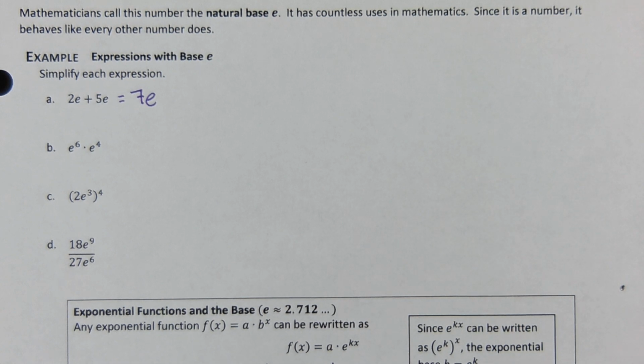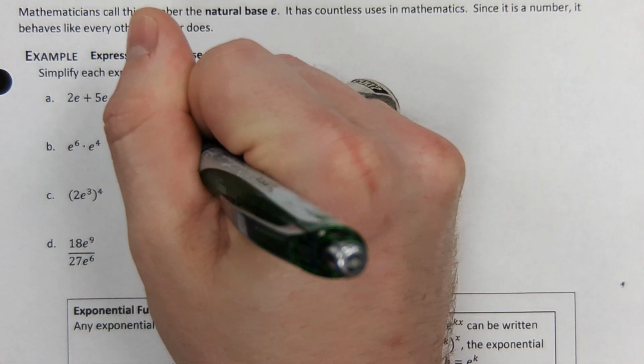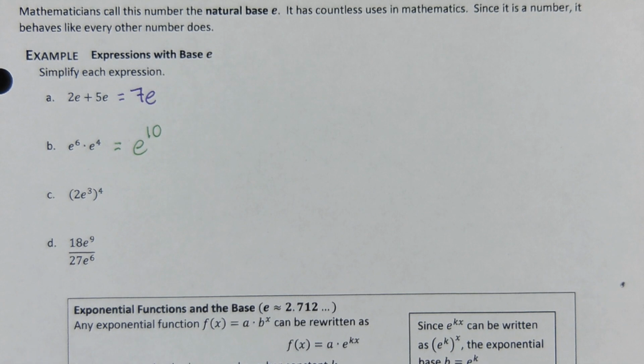How about multiply? e to the 6th times e to the 4th. e to the 10th. It follows all the same rules. I don't know what e to the 10th is. I know it's a big number because I know 3 to the 10th is massive. So e to the 10th is pretty darn big.